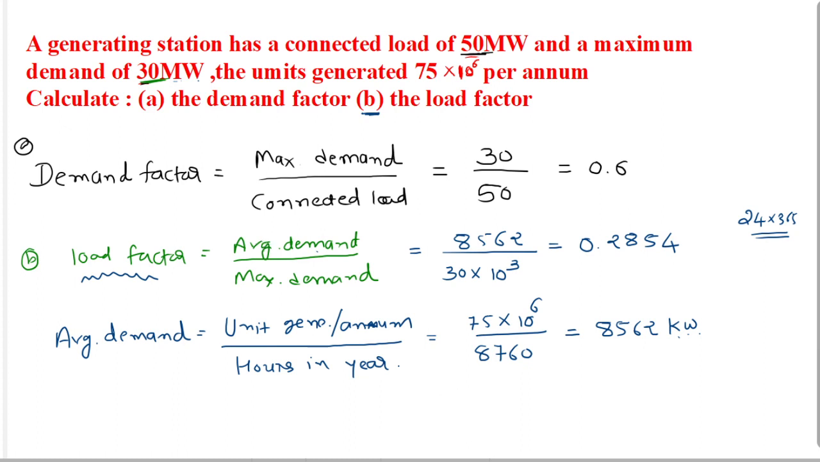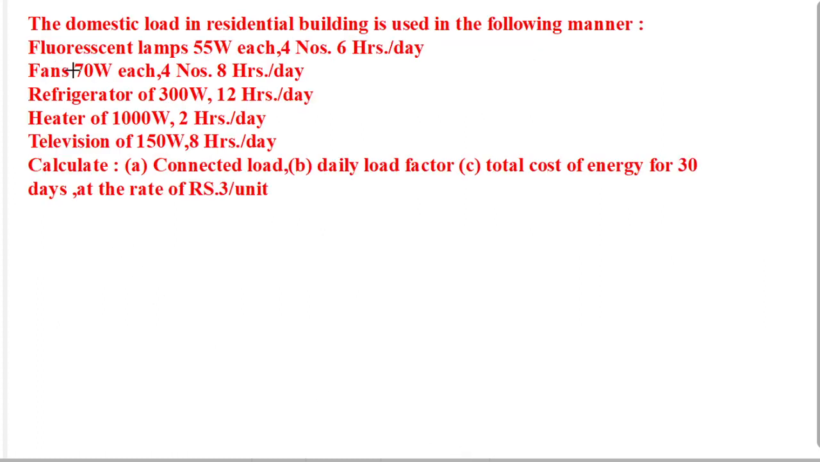Now the next example. The domestic load in a residential building is used in the following manner. Fluorescent lamp 55 watt each, 4 numbers, 6 hours per day. Fans 70 watt each, 4 numbers, 8 hours per day.